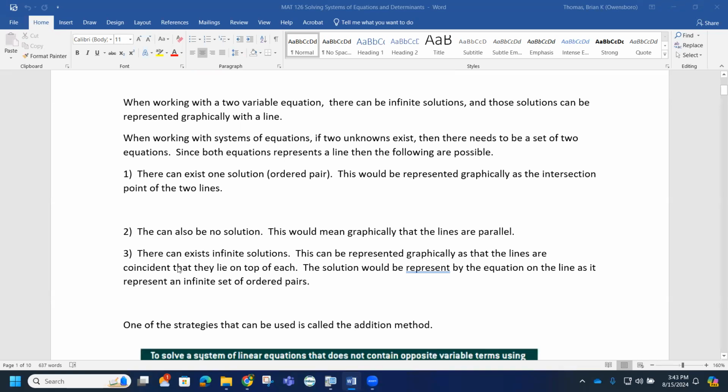The third scenario, if you're solving a system of equations, is that there can exist infinite solutions. This can be represented graphically as the lines being coincident. What that means is they lie on top of each other. The solution itself would be the equation of the line, and it would represent the set of infinite ordered pairs.